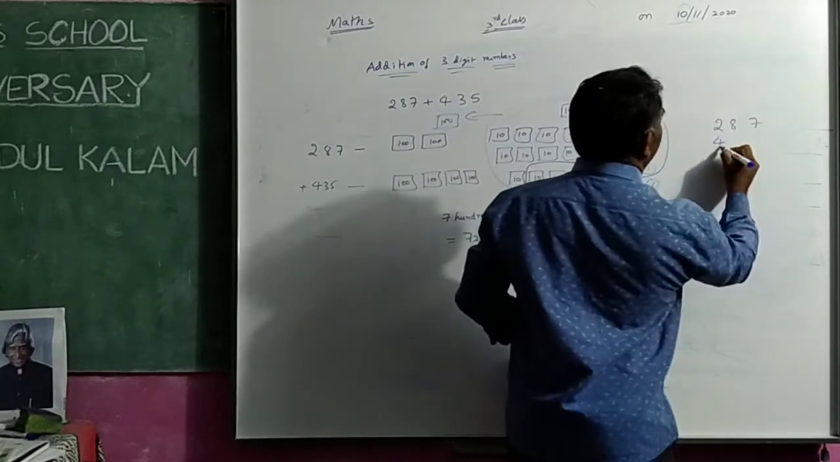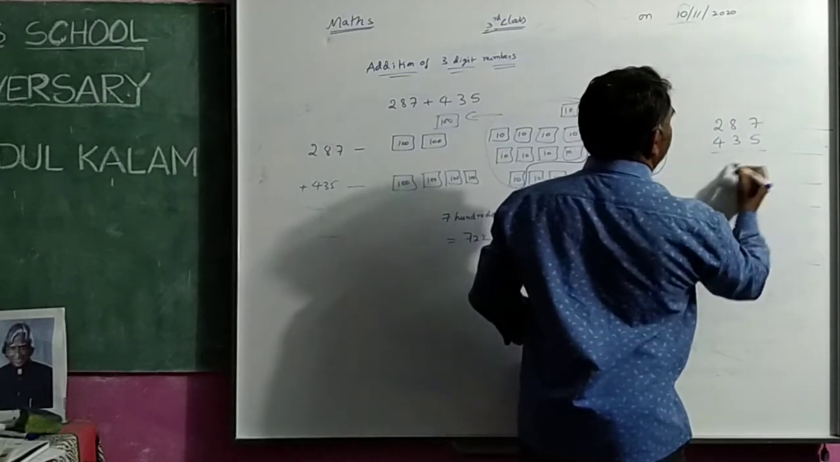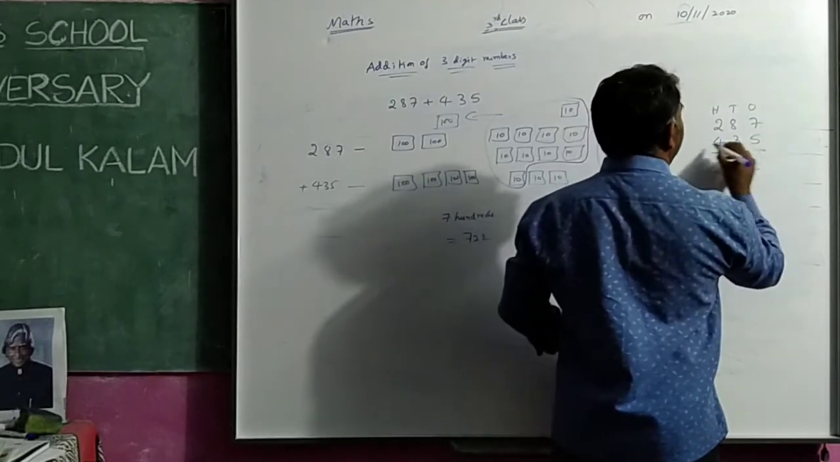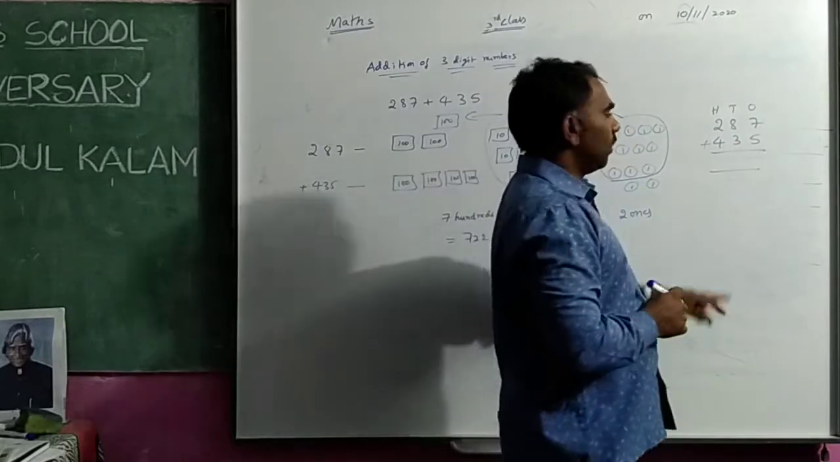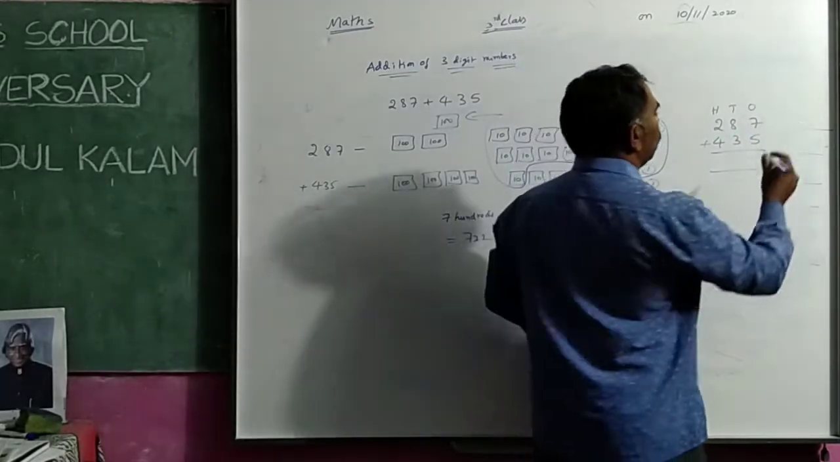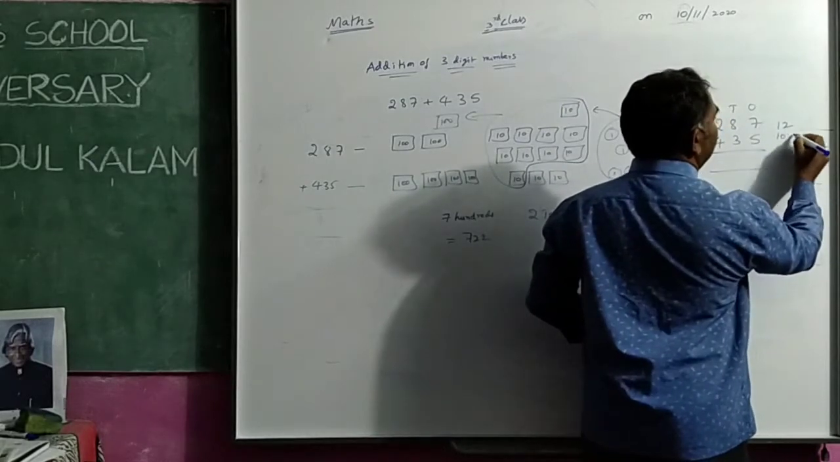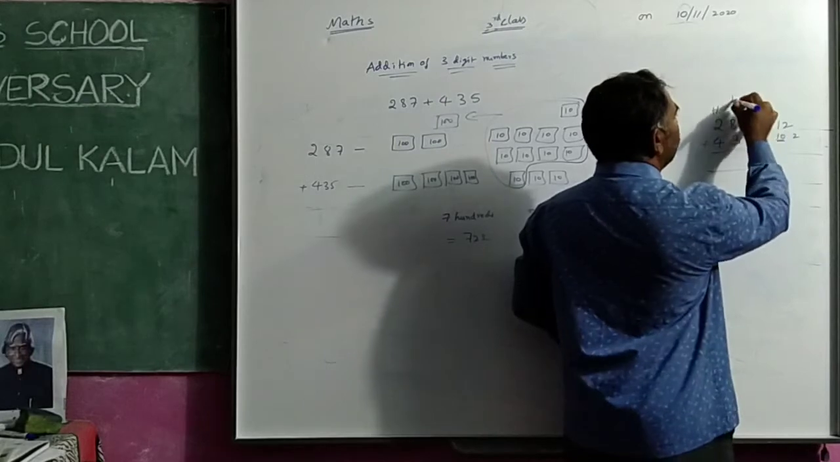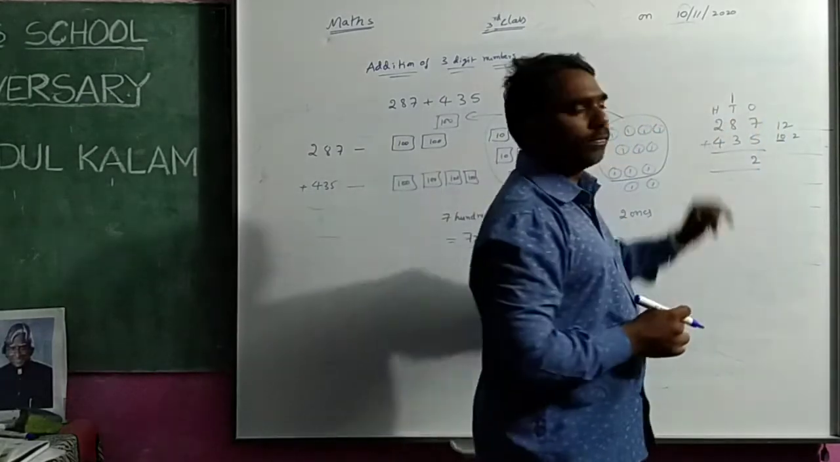287, 435. These are ones, tens, hundreds. First I will add the ones. 7 ones and 5 ones will become 12 ones. 12 means 10 and 2. So 2 I will write here. This 10 I take as carry 1.